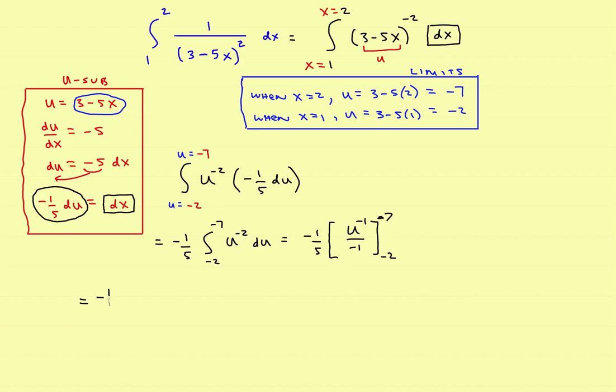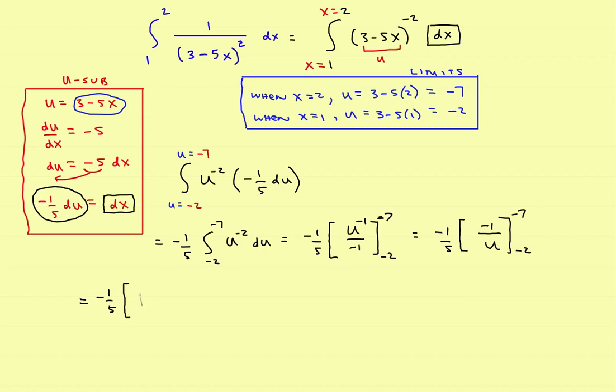So -1/5 of, and go ahead and plug in the top number. Well, actually, I'll do one more step here first. This will make it a little bit easier. Let's take this u to the -1, bring it to the bottom, make it be u to the +1. So that's going to give me -1/5 of, now, u to the -1, bring it to the bottom, it makes it u, and then I'll take this negative and move it up on top. So it really turns into that right there. So -2 to -7. Makes it a little bit easier to solve.